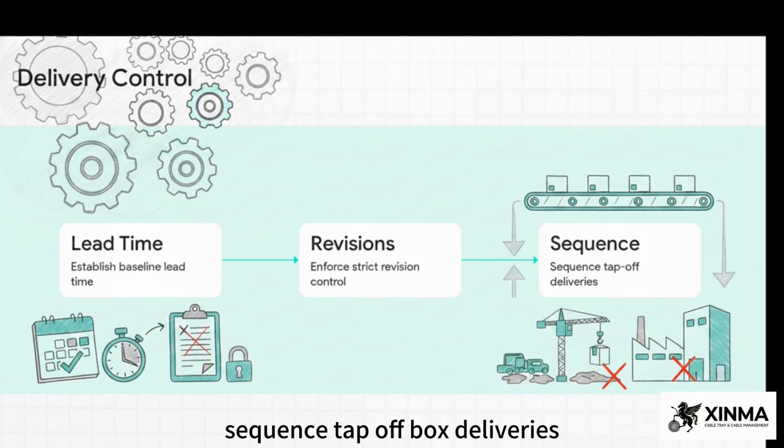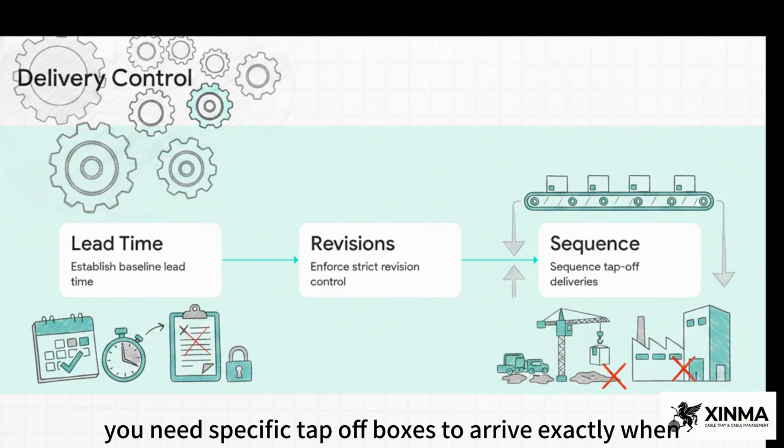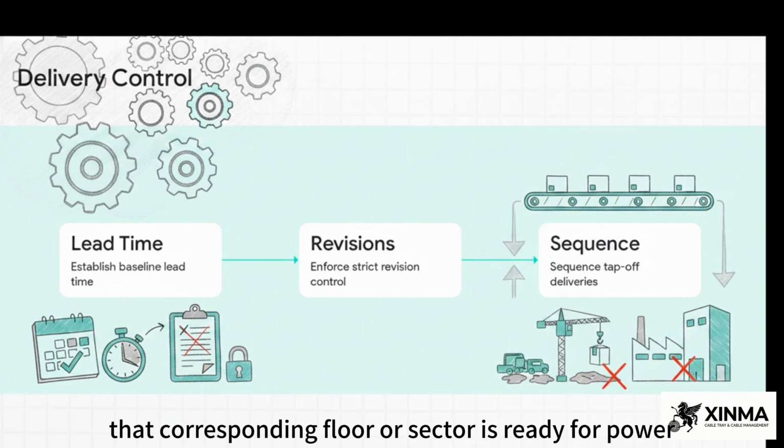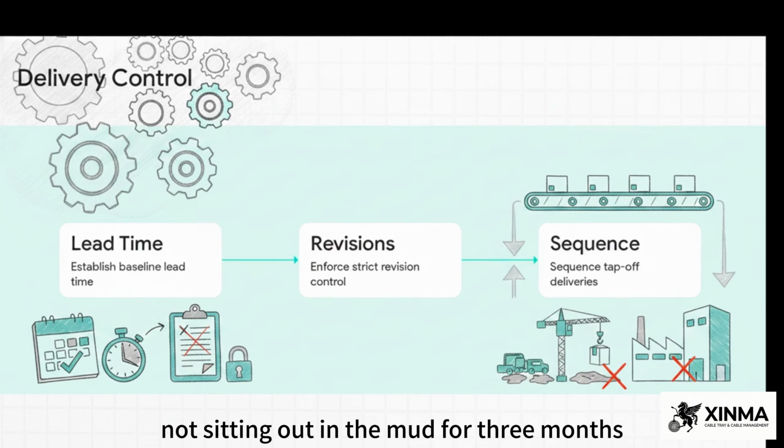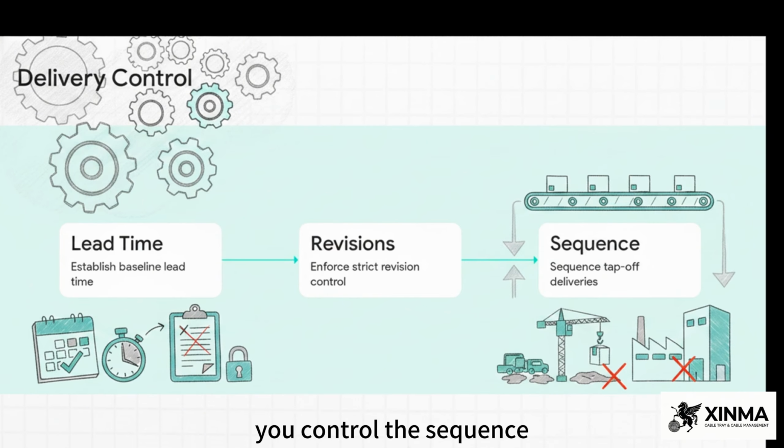And then Step 3, sequence tap-off box deliveries. You need specific tap-off boxes to arrive exactly when that corresponding floor or sector is ready for power, not sitting out in the mud for 3 months. You control the sequence, you control the project timeline.